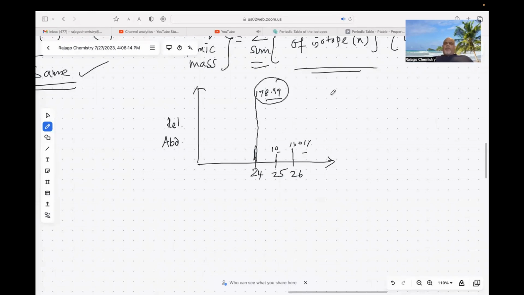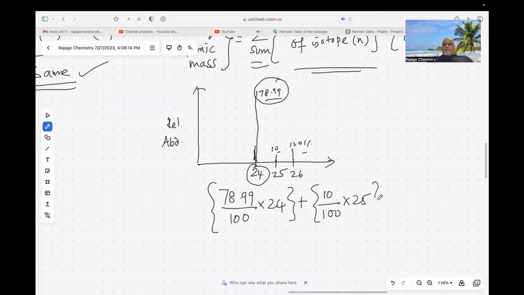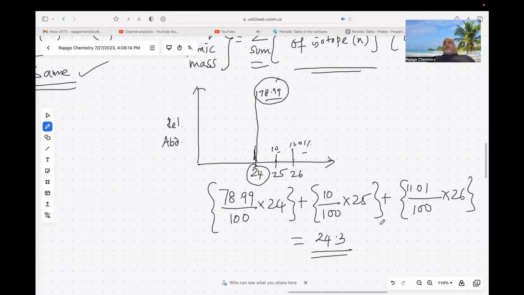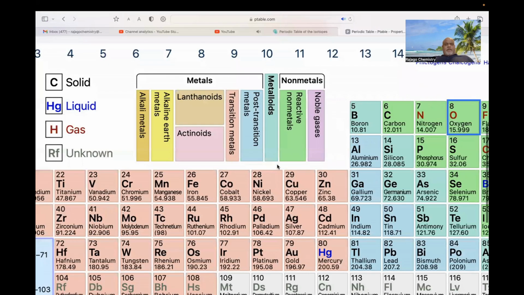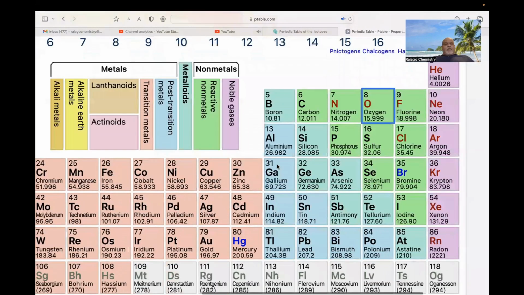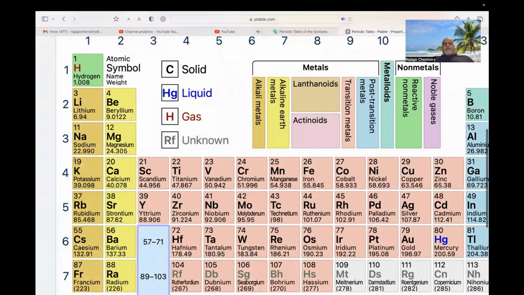So what you do is, if this is 78.99%, you take 78.99 divided by 100, multiplied by 24, that is the mass, plus 10 divided by 100 times 25, plus 11.01 divided by 100 times 26. Calculate everything, you will end up with 24.3. You go to the periodic table and check where 24.3 is. Then you will see that 24.3 is roughly magnesium, because 22.9 is sodium, the other one is 26.9, so obviously magnesium should be the answer.